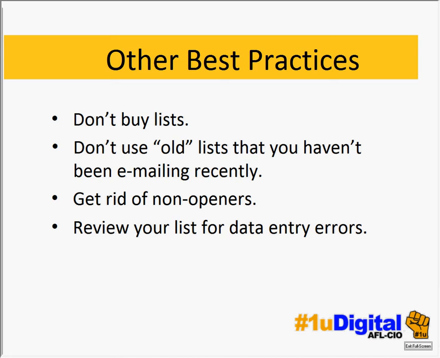So in this case, what you would do is export your list to Excel or a program where you can look at it more easily. Some of you probably can use Access to do this. And the place where you're most likely to be able to spot the data entry errors is in the domain names. So instead of seeing gmail.com, you might see gamil.com, sort of simple typos, transposition of letters.